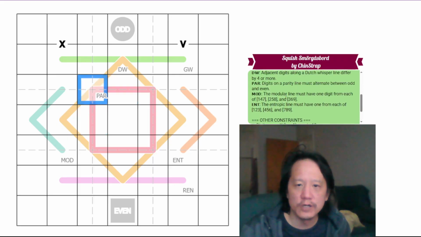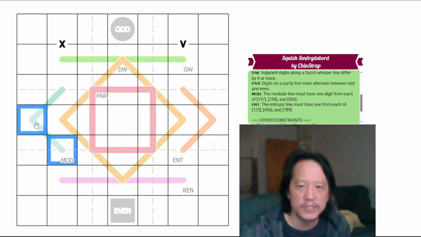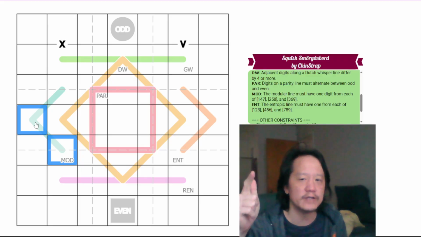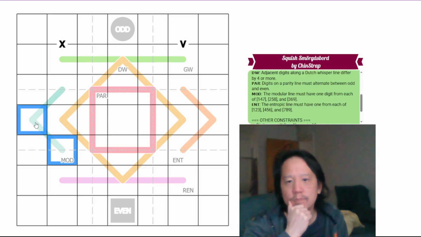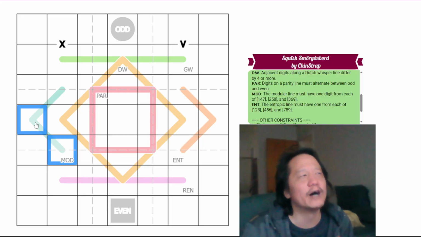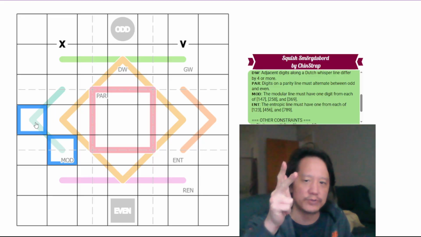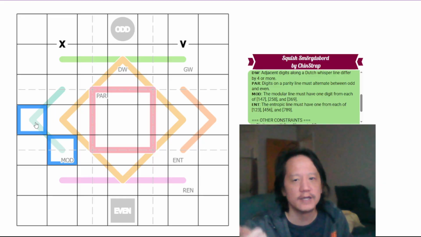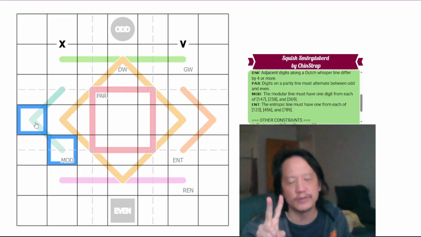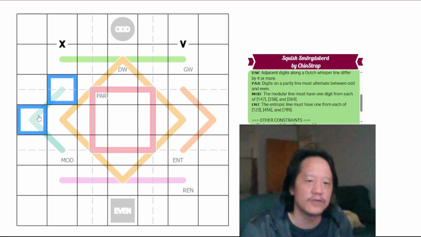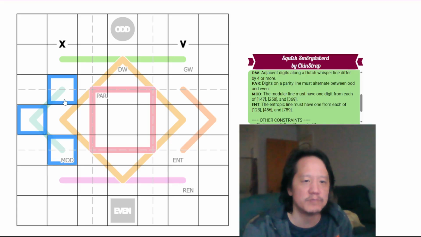We have a modular line, where the modular line must have... Okay, so it's only 3 in length. So the modular line must have one digit from each of 147, 258, or 369. And it's called modulo. Maybe it should be called modulo lines, because essentially they are 1 modulo 3 set, 2 modulo 3 set, or 0 modulo 3 set, right? 147 when divided by 3 gives you a remainder of 1. 258 when divided by 3 gives you a remainder of 2, and 369 when divided by 3 gives you a remainder of 0. And you have to have one of each set on this modular line.